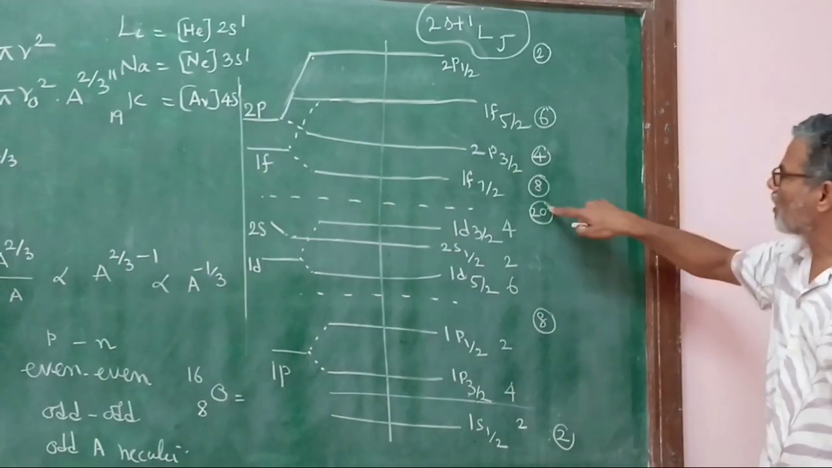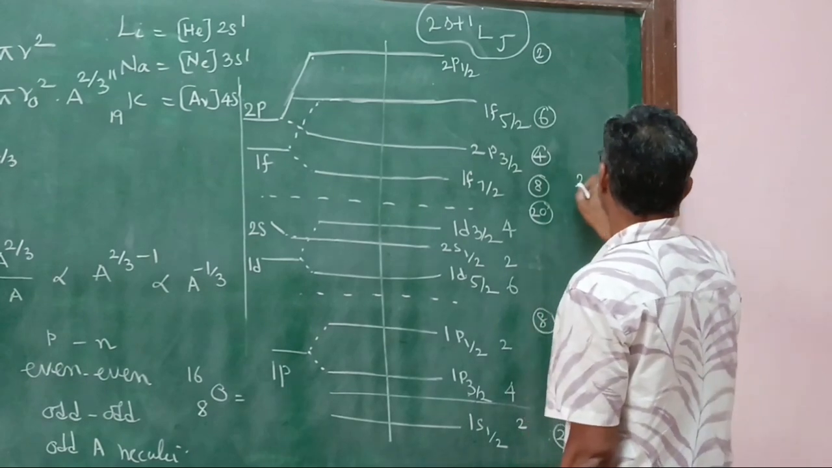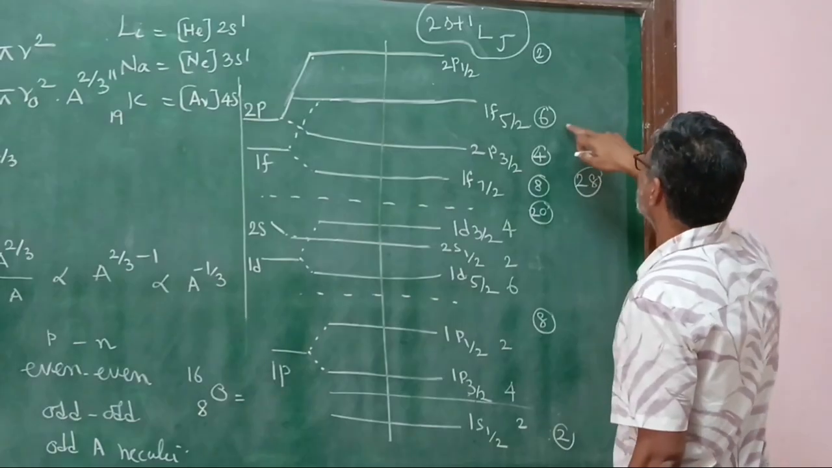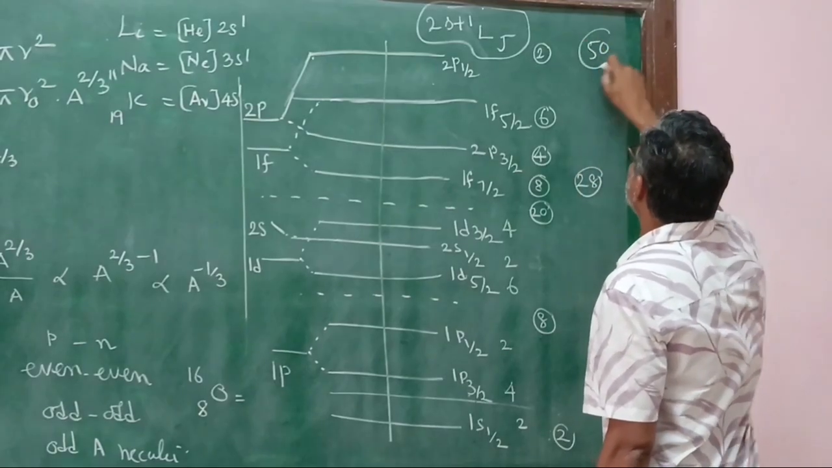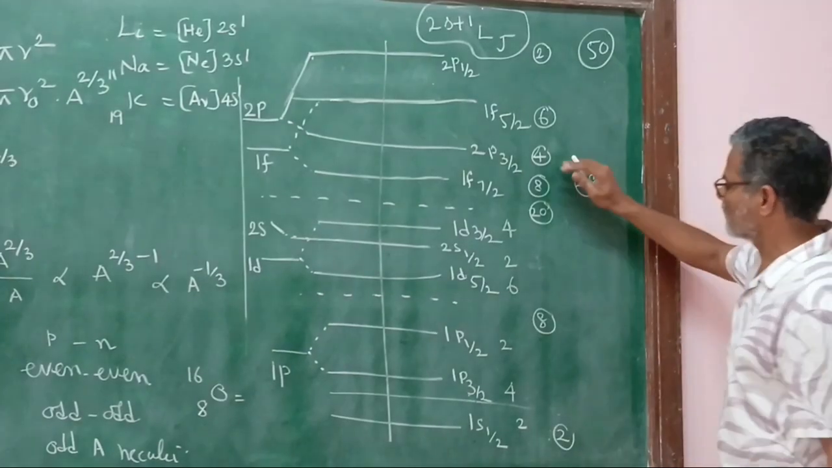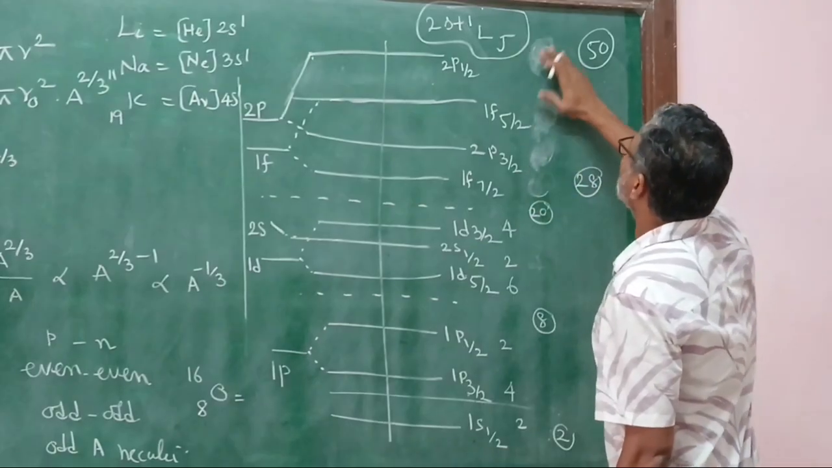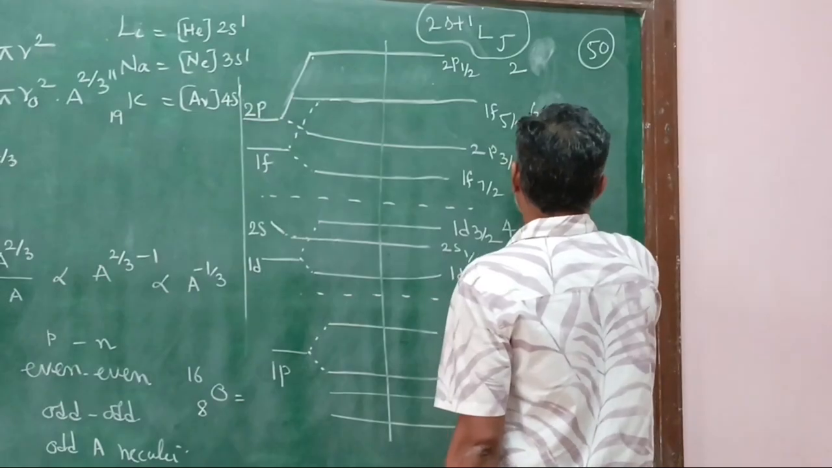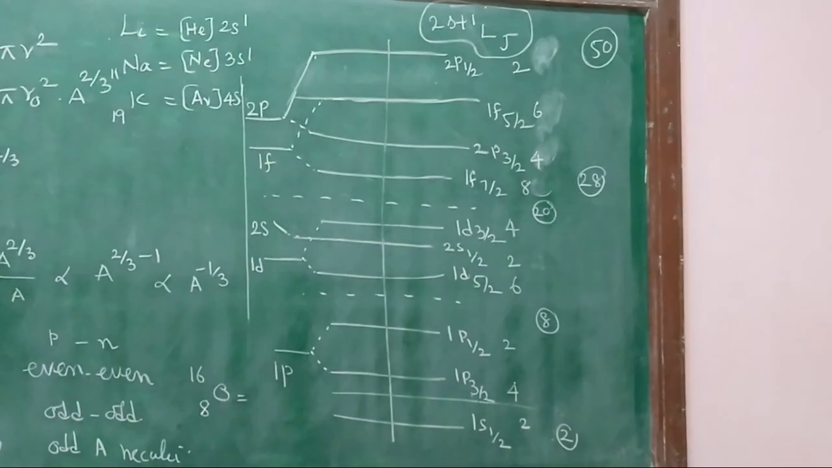So what these numbers are called is magic numbers. Let's say 2, 8, 20, and then 28, and then 50. So 2, 8, 20 are our basic numbers. So probably I will put here 2, 6, 4, and then 8. So the circled ones are called magic numbers.